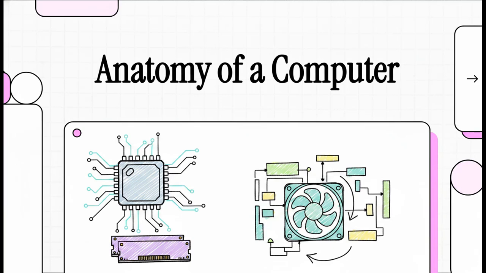Welcome to The Explainer. Today, we're taking a deep dive into the very heart of the machines powering our modern world. We're going to break down the anatomy of a computer, looking closely at its internal life cycle and that brilliant structural hierarchy making all this computing actually possible.